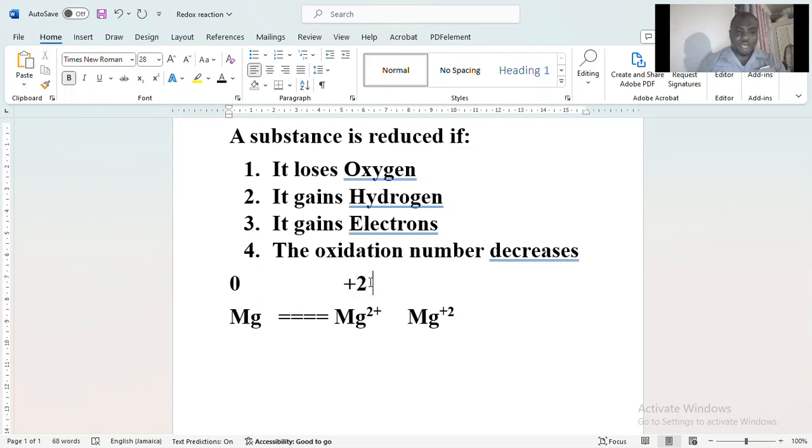What is happening to the oxidation number? It increased. And we say once the oxidation number of an element or a substance increases, then we know that represents oxidation. All right.